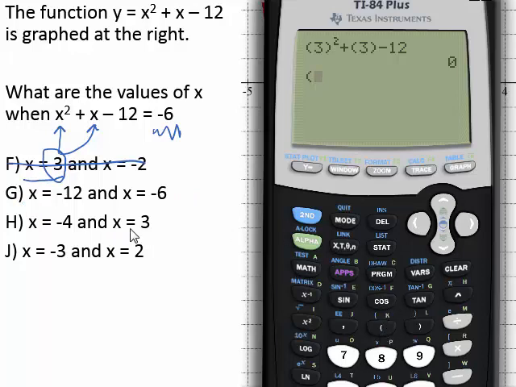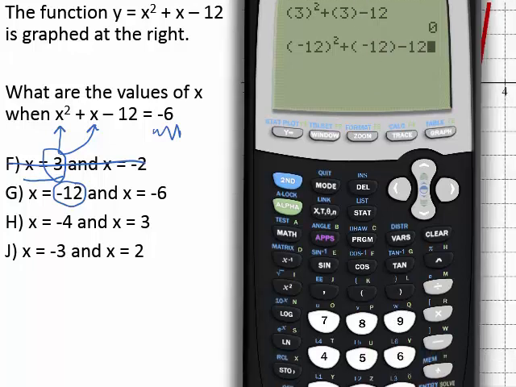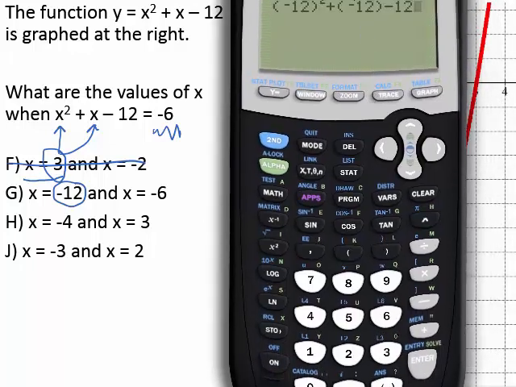So you go parentheses, we're going to type in negative 12 everywhere we see an x now. The way we do that again is we put parentheses, type in negative 12, exponent 2, plus x, which is negative 12, and then subtract 12.